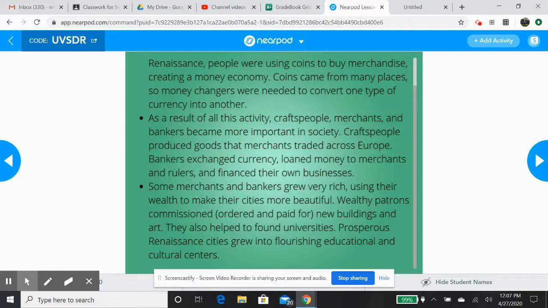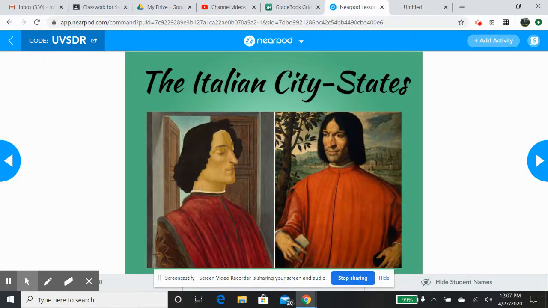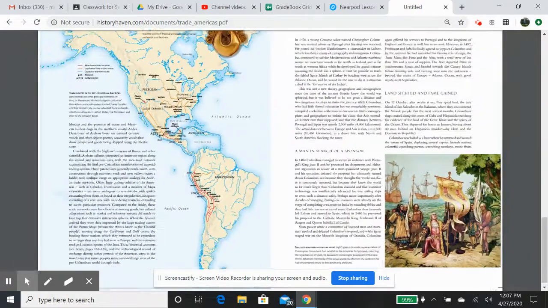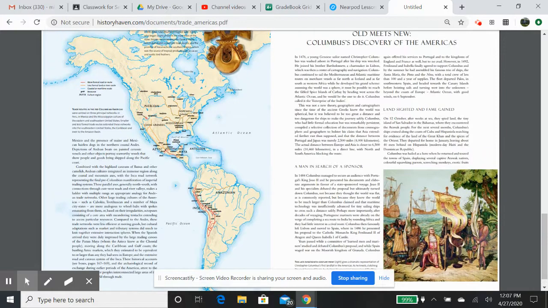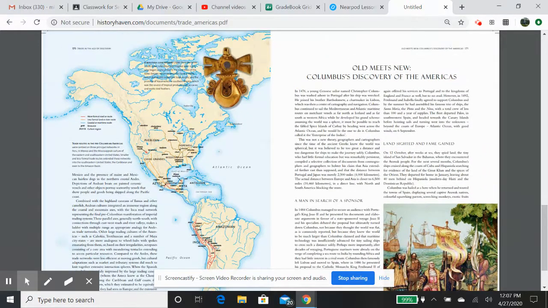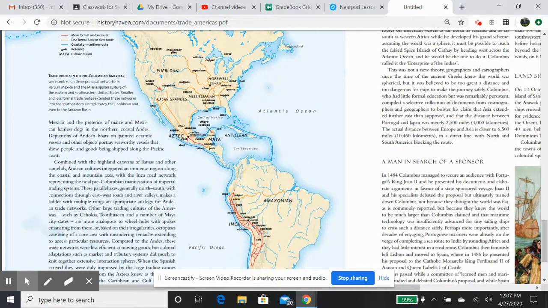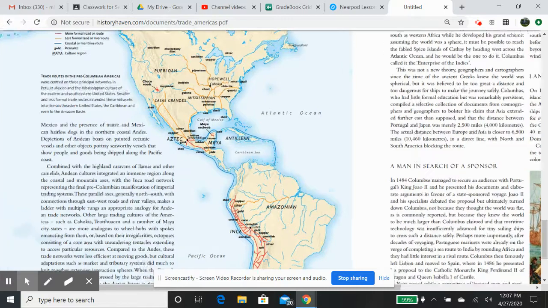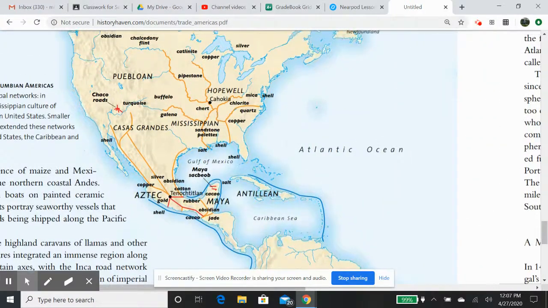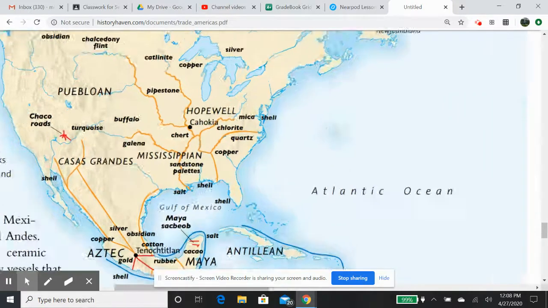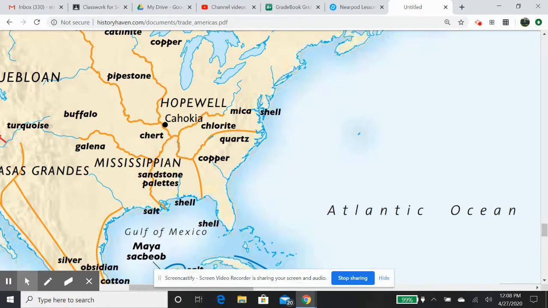Now, we're not going to go to the Italian city-states today, but I wanted to show you this. This is a map of the early trade routes, and we're looking at the Mayans, the Incas, and so forth, and the Native Americans that were here in the United States. So you can look at it. You have these early trade routes throughout the U.S., where you can see that they valued water.